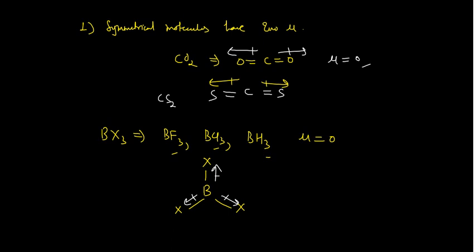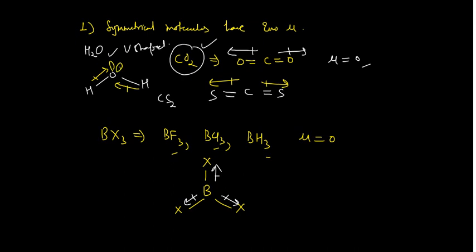Say instead of CO2, you have H2O. It is not a symmetrical structure, it is a V-shaped structure, which is angular. This is the dipole moment and this is the dipole moment, and of course two lone pairs would also be there. And remember one thing: whenever you have a lone pair present on the species, the molecule will always have a dipole moment. This is a very important key.